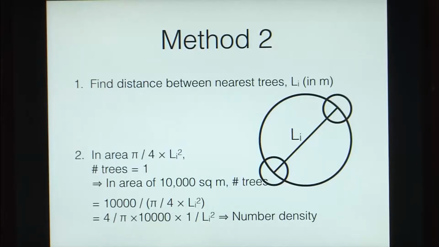Looking at the slides now, this is a very quick way of finding out the stem density, or the stand density. We first find the distance between two nearest trees. Let that be Li. So, that is the distance between two nearest trees, and this is the ith sample that we have taken.